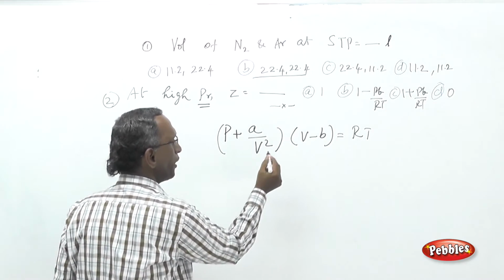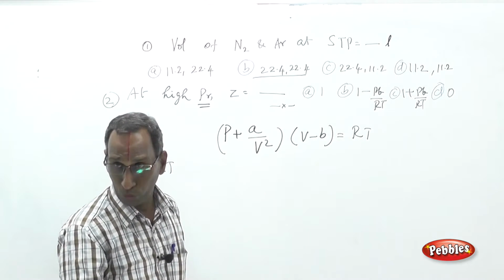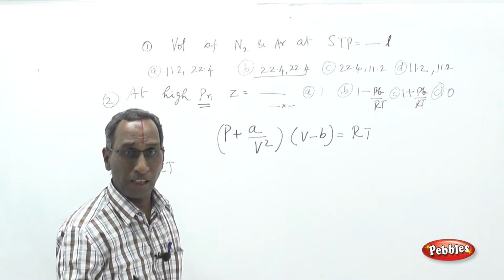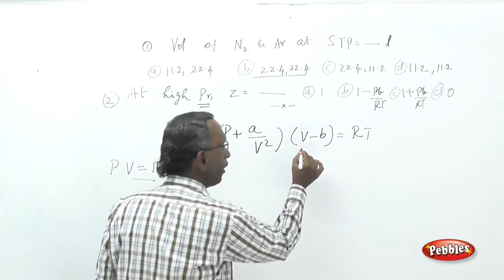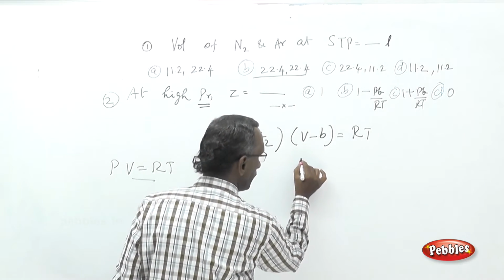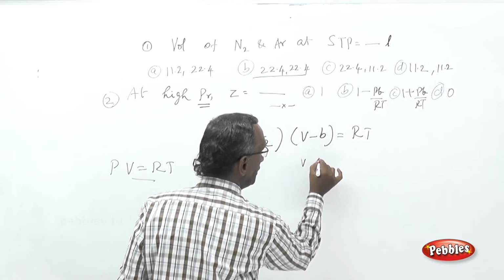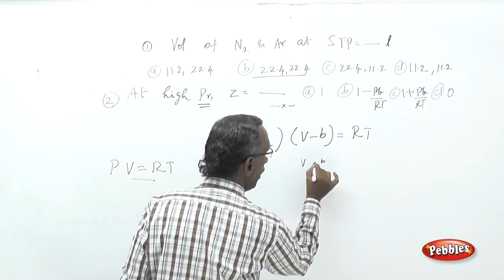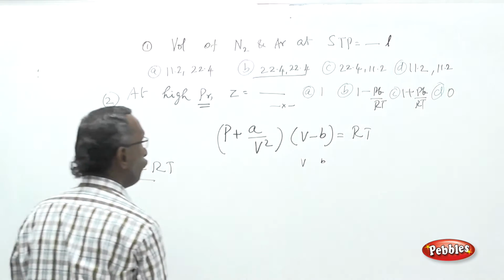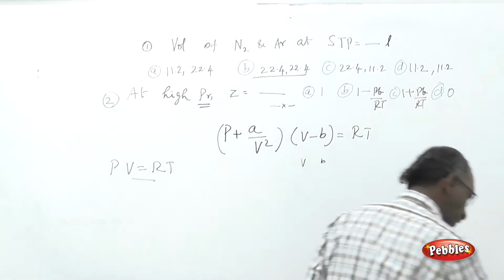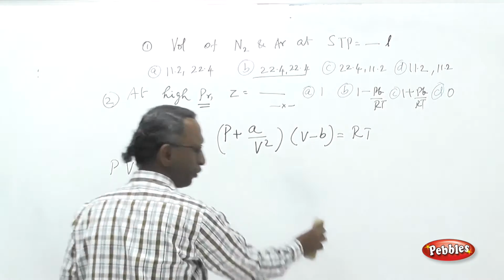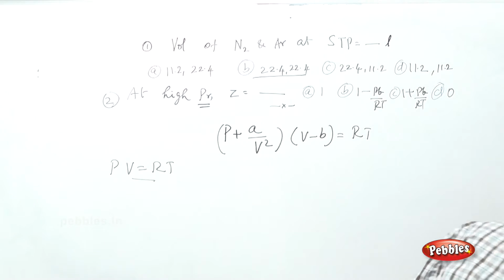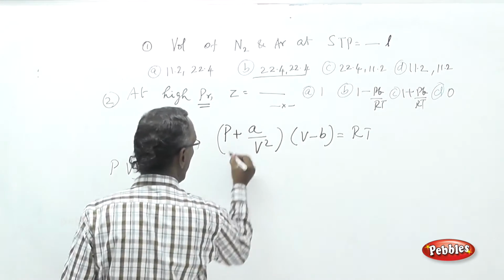At high pressure, volume is very low, as Boyle's law will definitely be obeyed for any gas. Volume being low means you cannot discard b; b is not negligible compared to V. But since pressure is very high, a by V squared is considered negligible. Let us illustrate with an example.